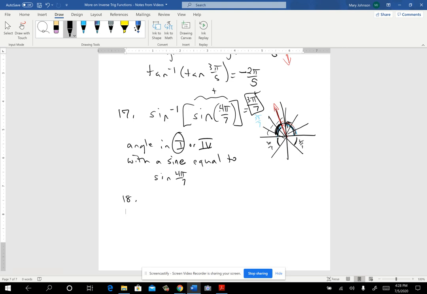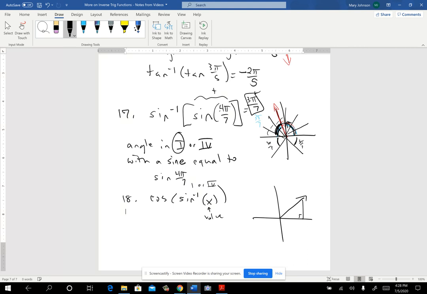I'll do a quick video on, no, I'll do it here. So on 18, I'm doing cosine, sine inverse of x. I'm thinking about that as being an angle. I'm assuming that x is positive and in the domain, so it has to be in the first quadrant. This has to be in the first or fourth, and if x is positive, I have to be in the first.